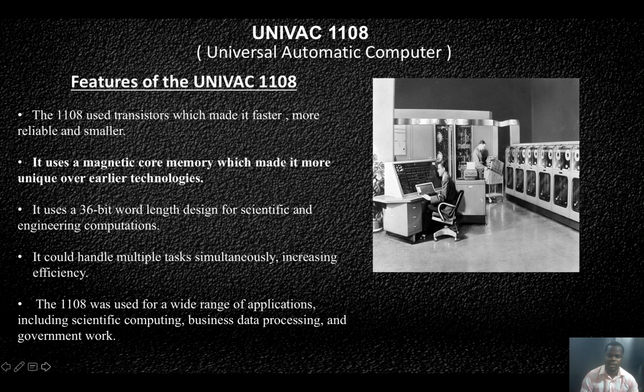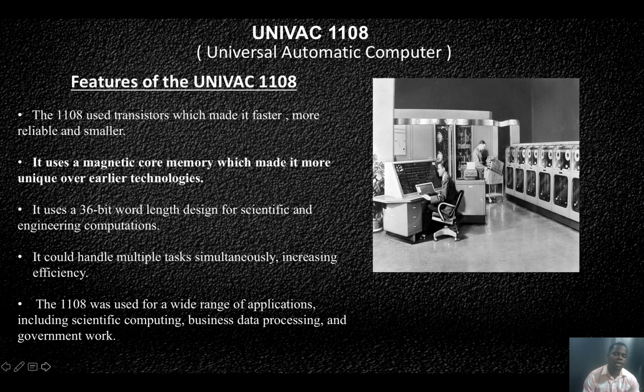Then we have the UNIVAC 1108. That's the Universal Automatic Computer. What are some of the features of this UNIVAC 1108? It also uses transistors again, which made it faster, more reliable, and small. It also uses magnetic core memory as its primary storage device. And this uses a 36-bit word length designed for scientific and engineering computations. And it could handle multiple tasks simultaneously. Why? Because of the use of transistors. It helped in data processing very fast.